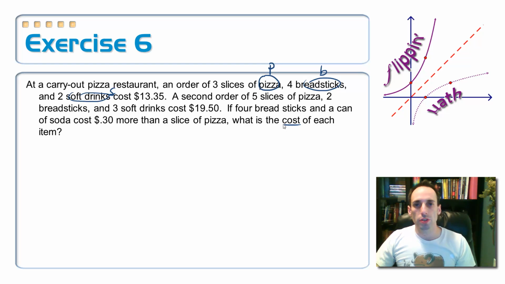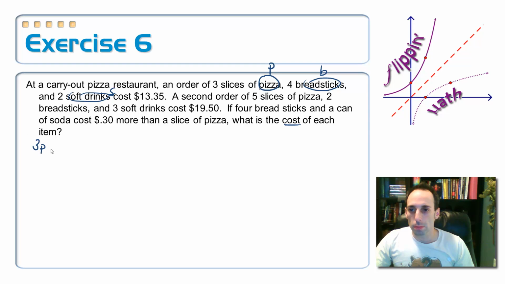And so now we're just going to write ourselves a system of equations with the information that it gives us. It says that 3 slices of pizza, so 3 P's, 4 breadsticks, so 4 B's, and 2 soft drinks, 2 S's, all of that is equal to $13.35. Okay, so far? Okay. Second one. The second order is 5 slices of pizza and 2 breadsticks and 3 soft drinks, is equal to $19.50.